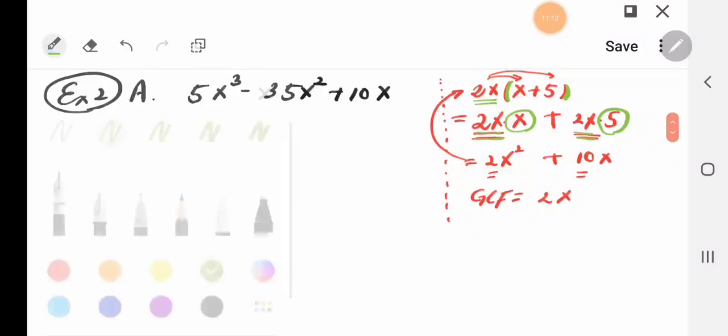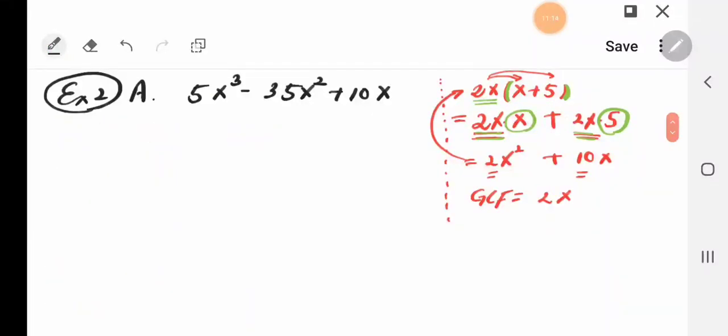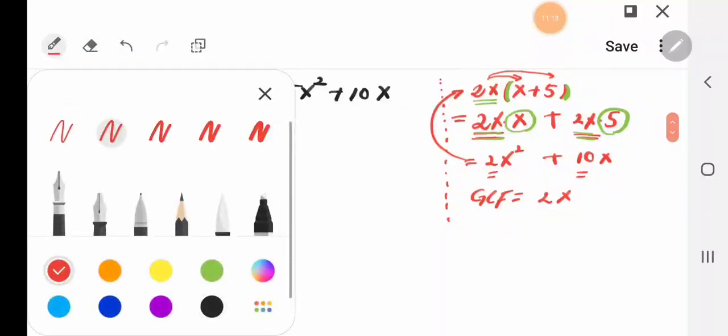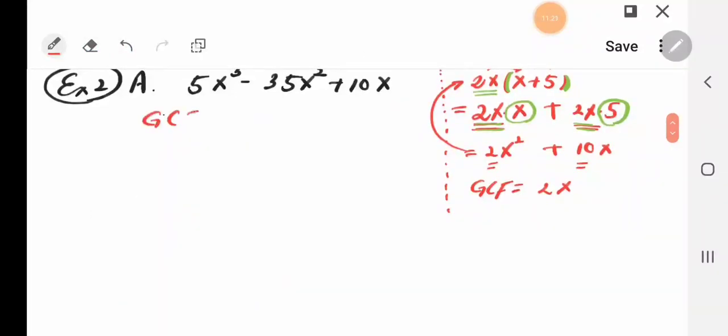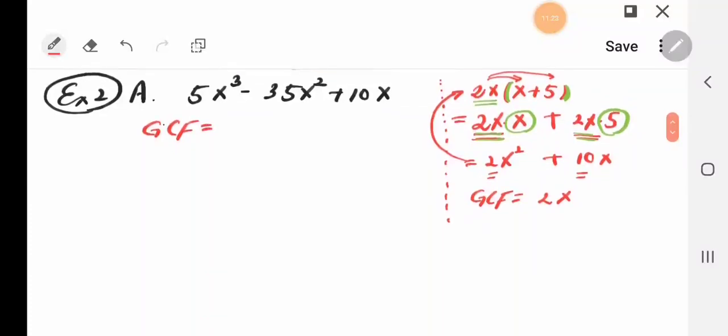So from the example, what is the greatest common factor? Okay, let's look at the numbers. The smallest number is 5, and 5 can divide 35 and 10. So 5 is the common factor. And how about x? We have x cubed, x squared, x. So x is the common factor, and x is the smallest one. So 5x is the GCF.